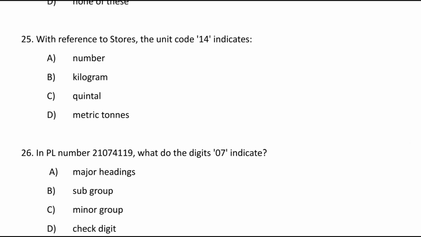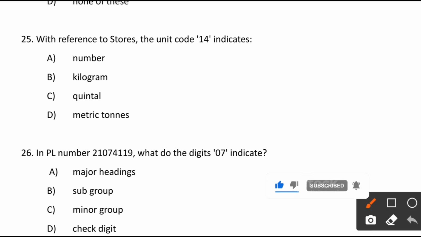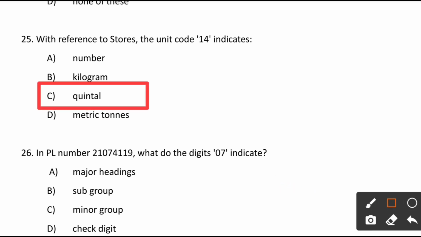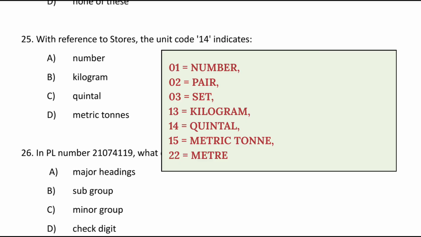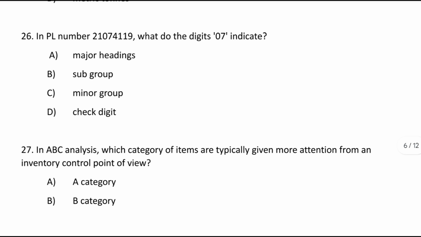Purchase. With reference to stores, the unit code 01 indicates A. Number. B. Kilogram. C. Quintal. D. Metric tons. In this question, the correct answer is C. Quintal. Here some of the unit codes have been indicated as under. Please note this. 01 equals number. 02 equals pair. 03 equals set. 13 equals kilogram. 14 equals quintal. 15 equals metric ton. 22 equals meter.